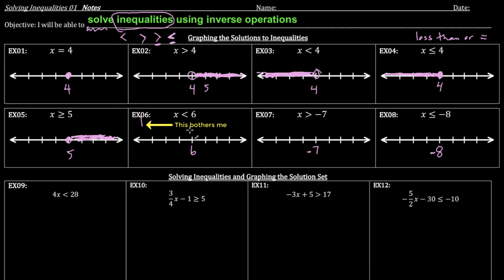x is less than 6. Can x be 6? No. But x can be less than 6. So it can be 5, it can be 4, it can be this one, it can be this one. Remember, we just draw all the dots at once.